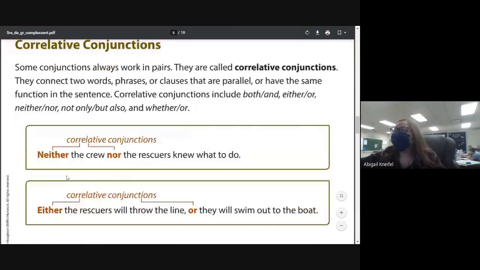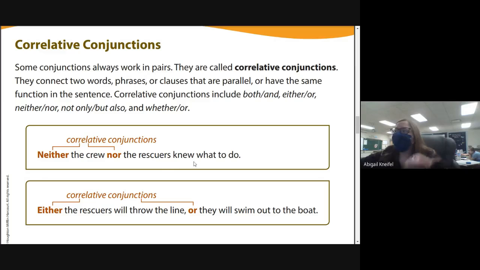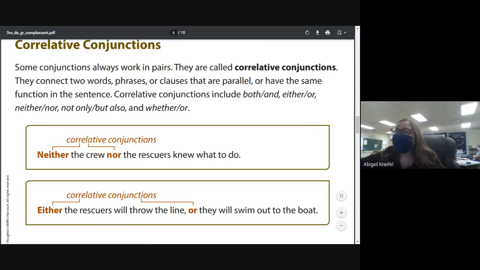So here are 2 examples, okay? So, neither the crew nor the rescuers knew what to do. So here's neither and here's nor. And here's another set. Either the rescuers will throw the line or they will swim to the boat. So they work in a pair. So there's somewhere in the sentence, the pair of them, okay?